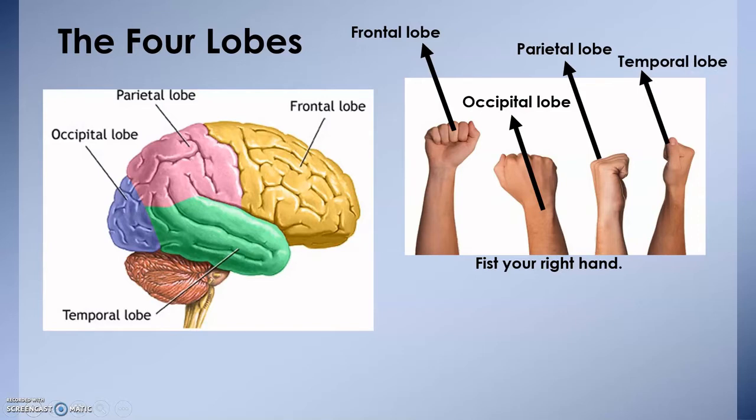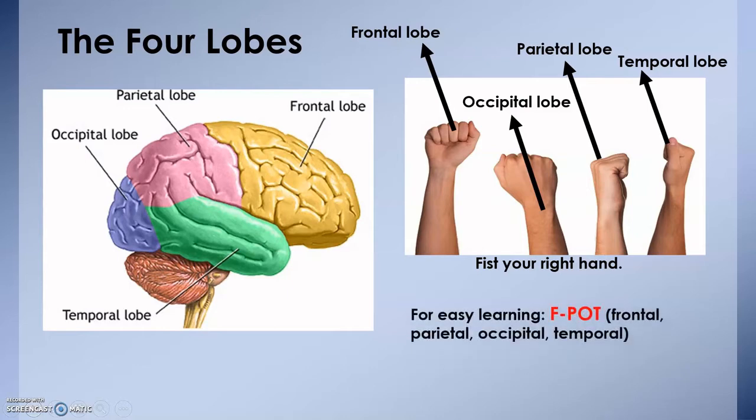Now, you can also remember the names of these lobes using the acronym FPOT. Remembering the information about the brain using acronyms is going to be very useful because there is a lot of information that is important with regards to entrance exams, and if you use acronyms, they're going to serve a greater purpose. So for easy learning, the four lobes can be remembered as FPOT. They stand for frontal, parietal, occipital, and temporal.